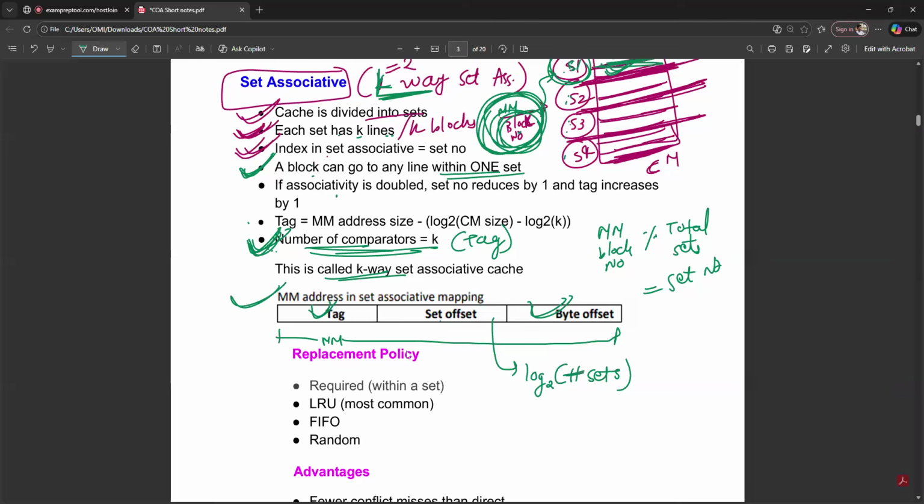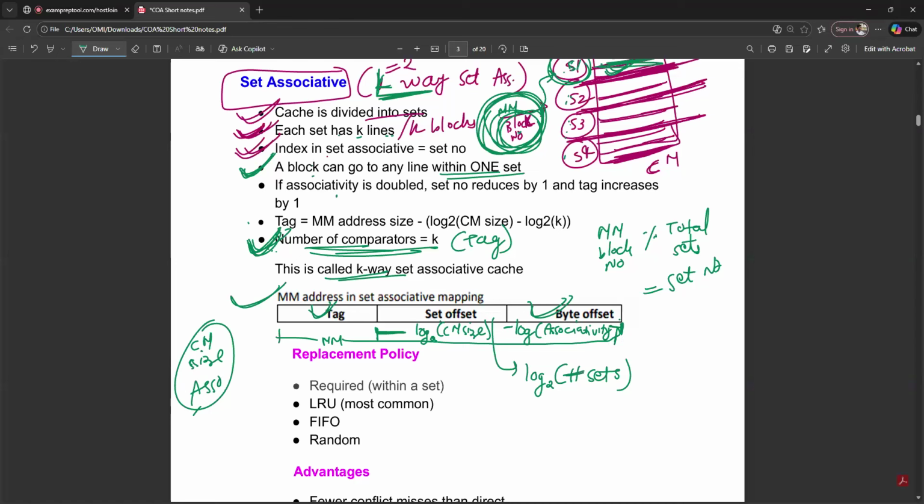There is one important formula which you have to remember. If the cache memory size and associativity are given, you can solve it by calculating the total number of blocks, but if you want to find it easily, then this is equal to log of cache memory size minus log of associativity.